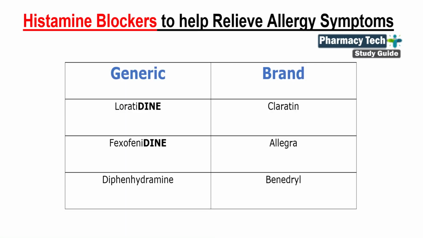You know the medication exists, but recently it was taken off the market because of the safety issues. Now, there are some histamine blockers which actually help with allergy relief. These medications help with watery eyes, runny nose, sneezing, or just general allergy symptoms. Some of the common ones are loratadine, name brand Claritin, fexofenadine, name brand Allegra, and then we have diphenhydramine, the name brand is Benadryl.